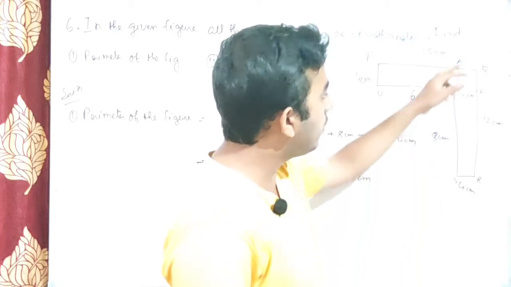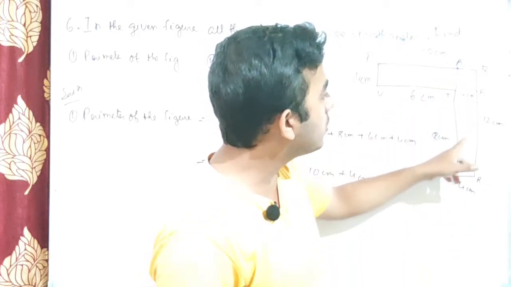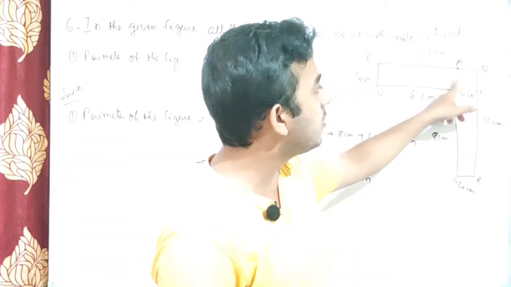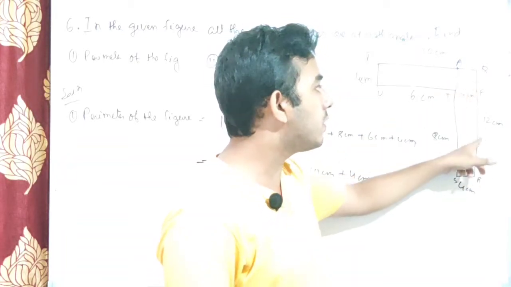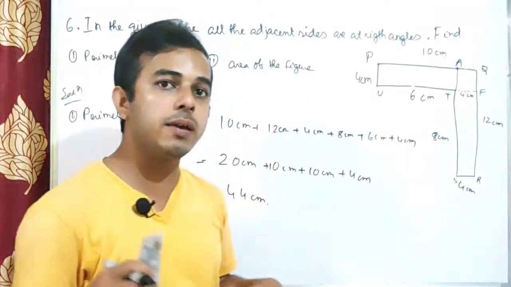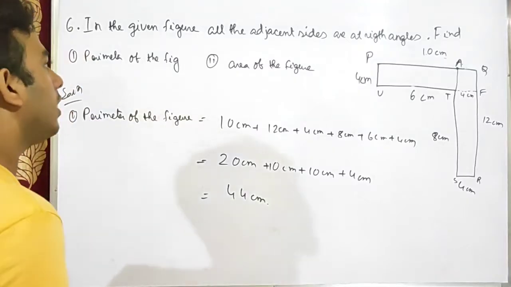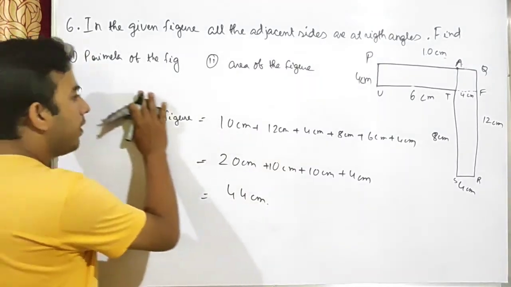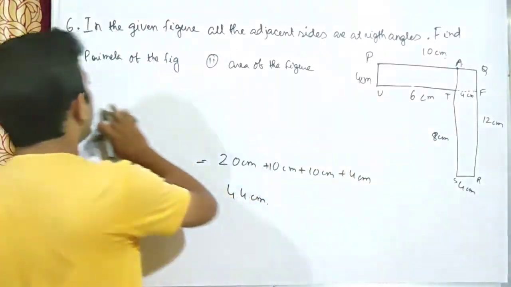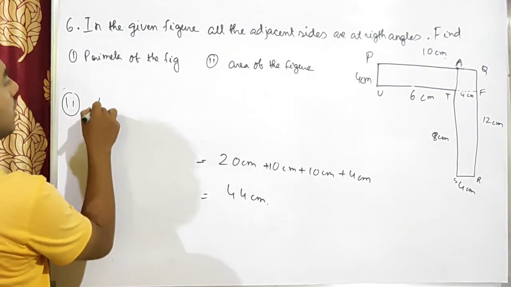Now the length of QR will be the length of AS, because here it is 8 centimeter, then this is also 4 centimeter, 12 centimeter. Both these sides will be 12 centimeter, and this side will be 4 centimeter. Clear? So now let us find the area of the figure. Finding the area of the figure will be the area of rectangle plus the area of rectangle.